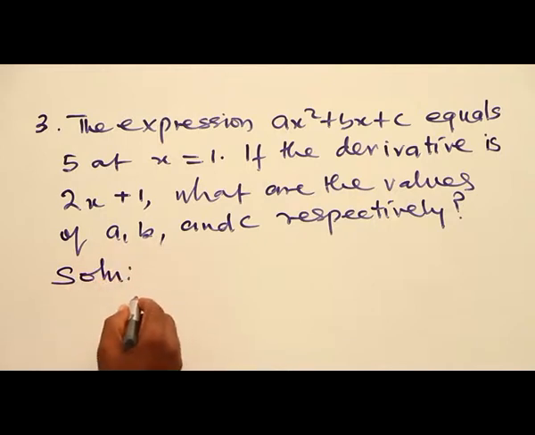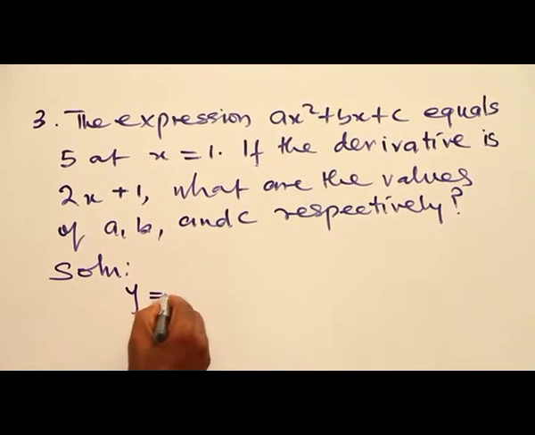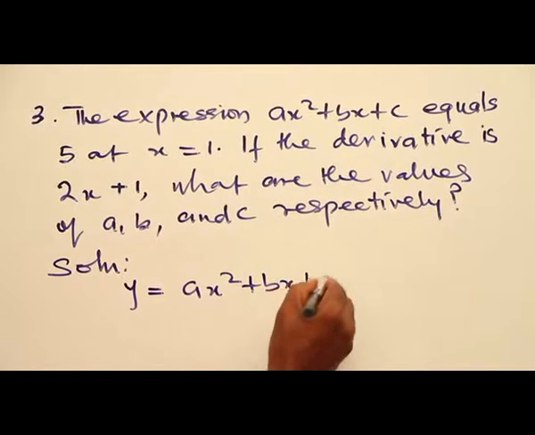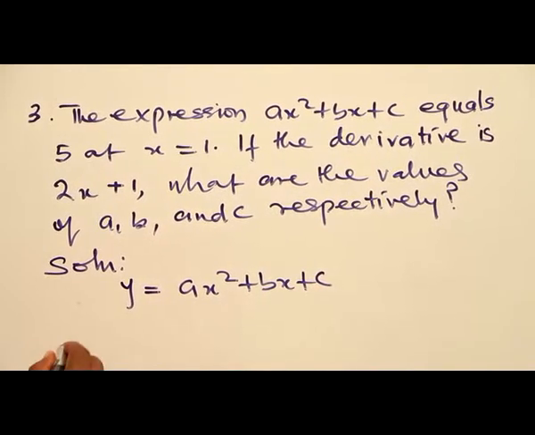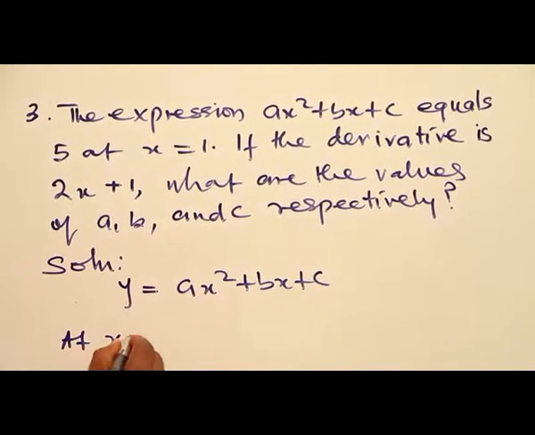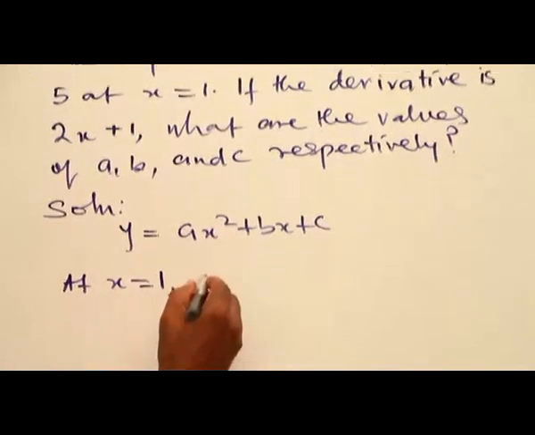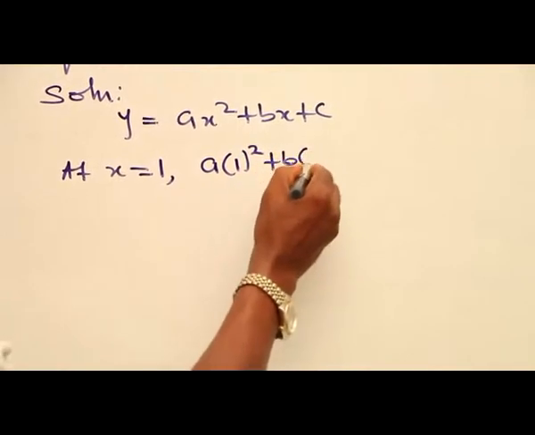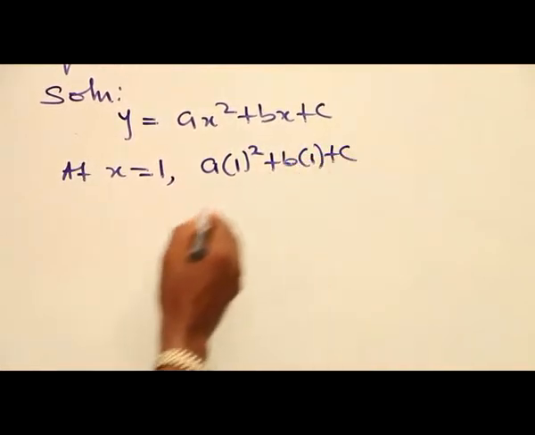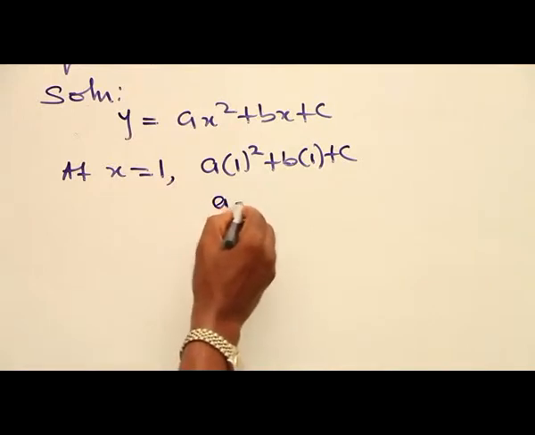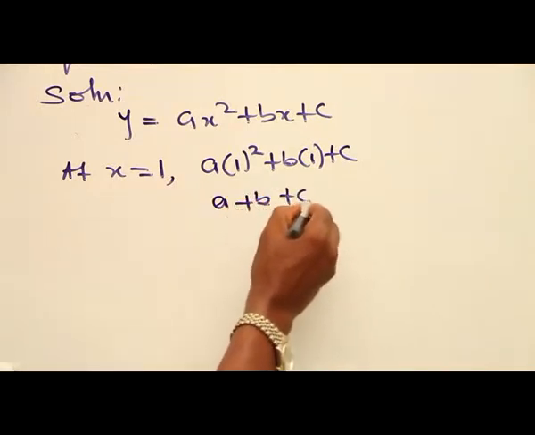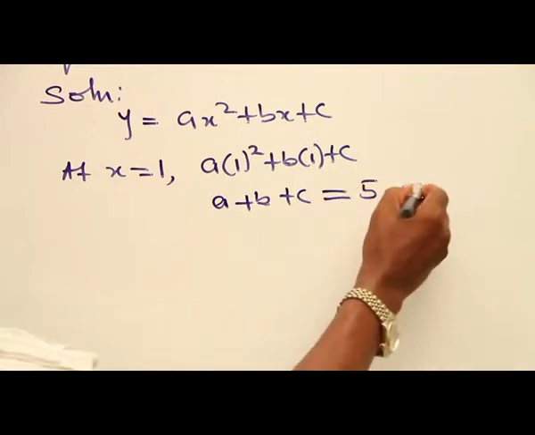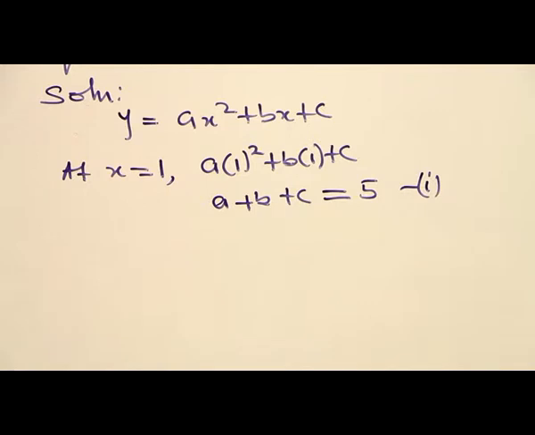We have the expression, let's say y equal to as squared plus bs plus c. At s equal to 1, we have a into 1 squared plus b into 1 plus c. And this will give us a plus b plus c, and this is equal to 5. This is our first equation.